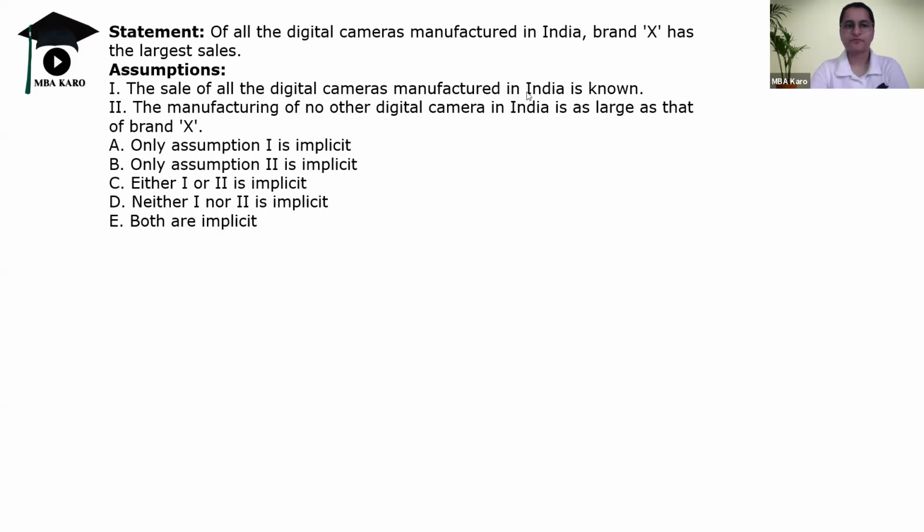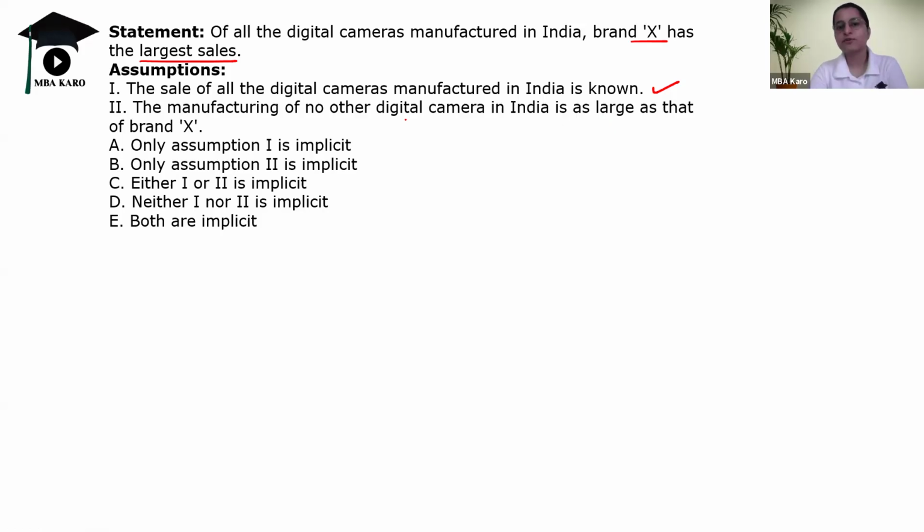Yes, very good. Now the statement says, of all the digital cameras manufactured in India, brand X has the largest sale, right? Assumption one says, the sale of all the digital cameras manufactured in India are known. Yes, this is an assumption. That is why they are saying of all the digital cameras manufactured in India, brand X has the largest sale, because every brand's sale is known, right? So this one is implicit.